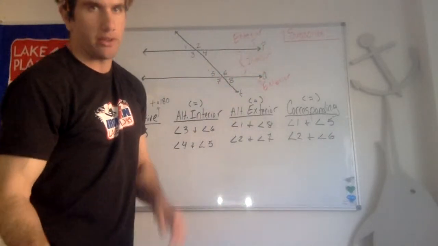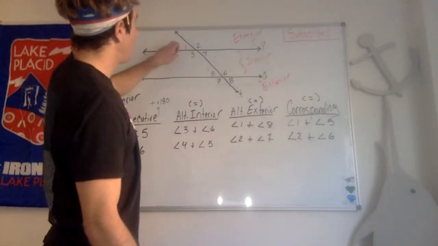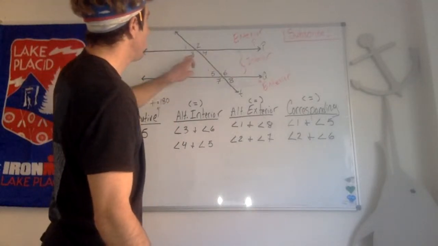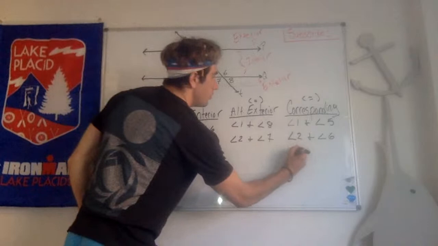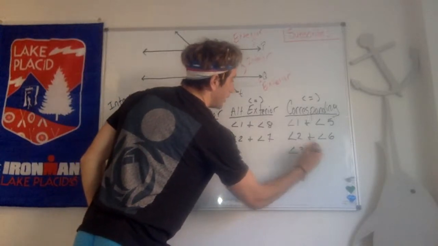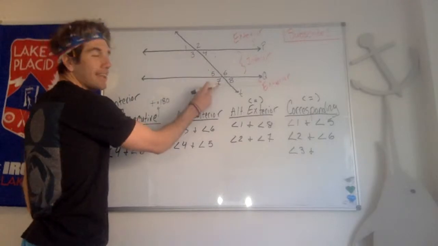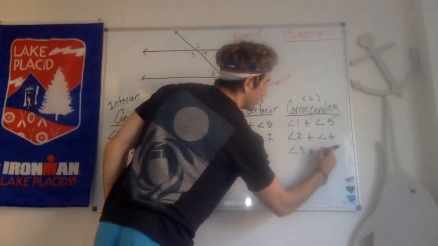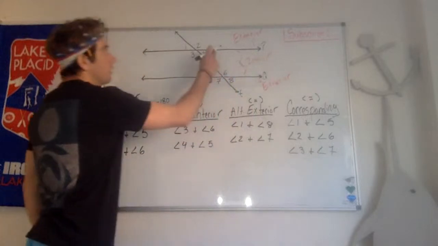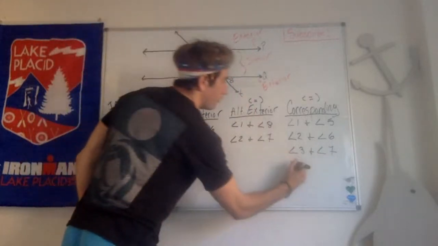There are more correspondents. There's 4 correspondents. So you got 1, 5, 2, 6. Now what about angle 3? You could do angle 3. Now if that's on the inside, what's the one that corresponds to the outside? 7. Angle 7. Deal with angle 4.